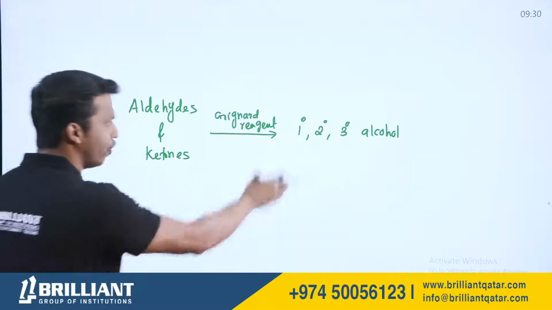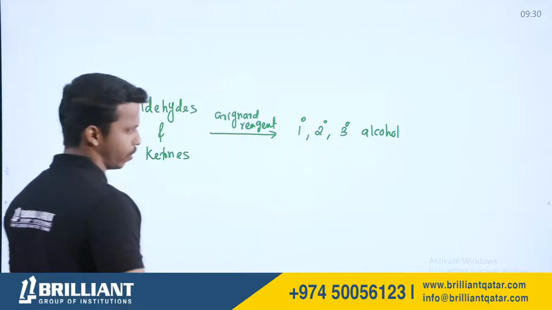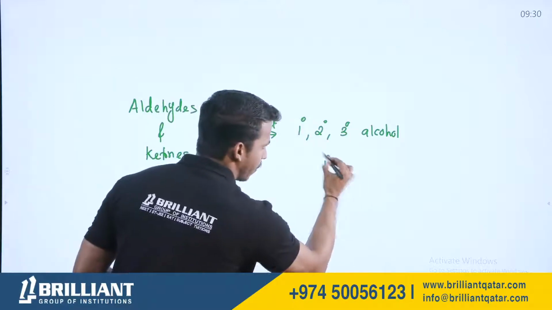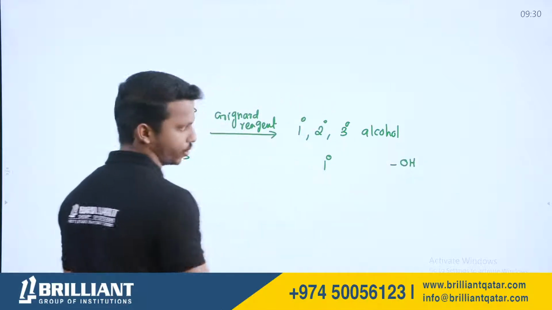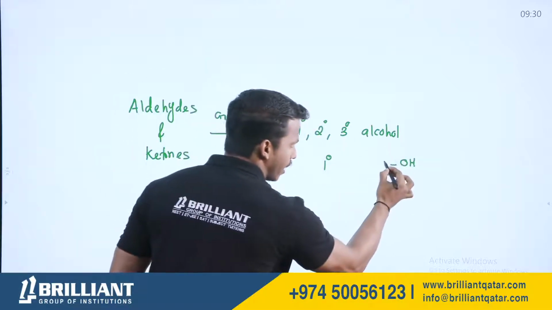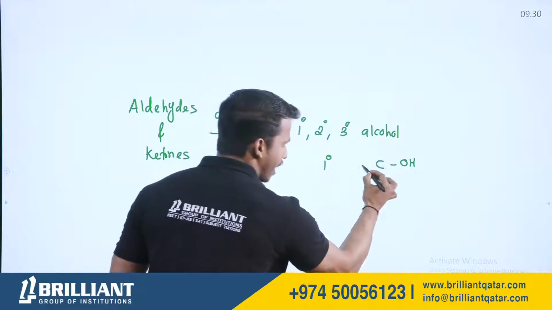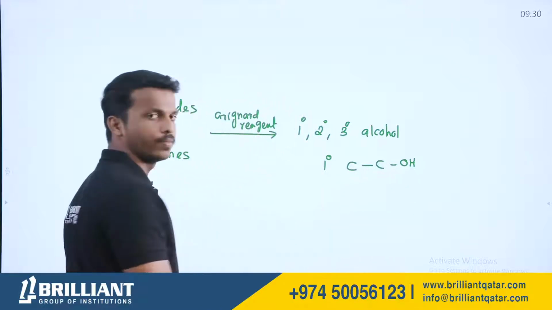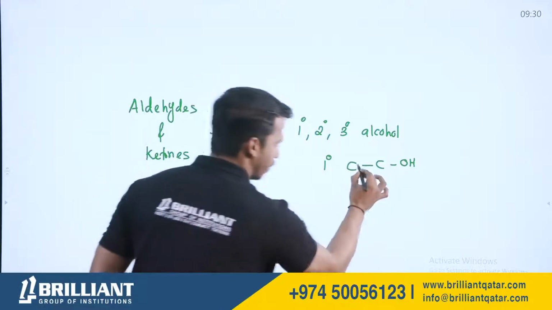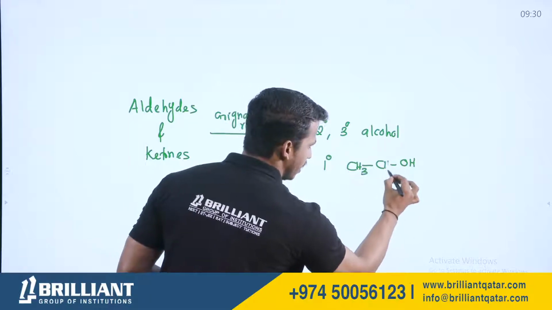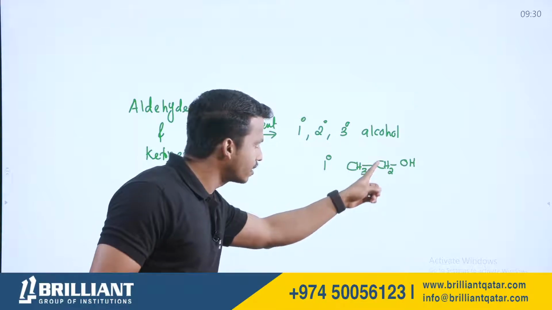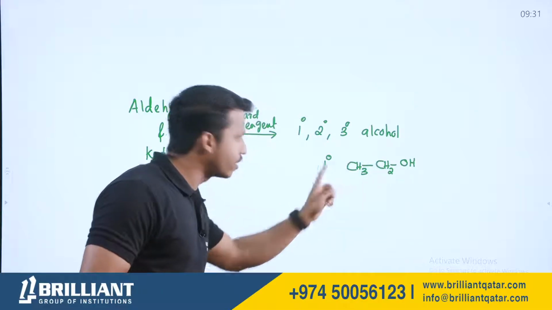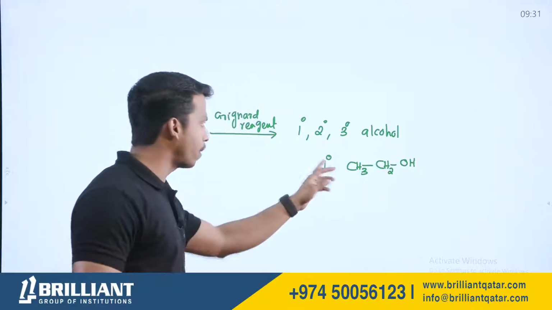You know very well what is meant by a primary alcohol, right, dear student? OH is the alcohol functional group. The alcohol-connected carbon, if it is directly connected to one carbon, then it is called primary. For example, CH3CH2OH. Observe, this alcohol-connected carbon is directly connected to only one carbon. Therefore, it is called primary.